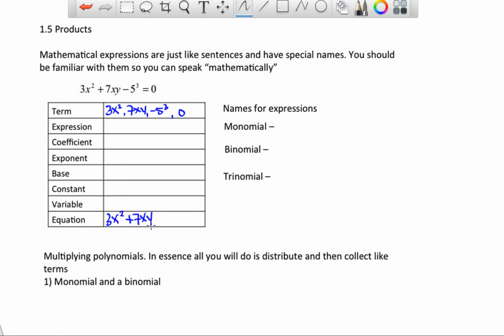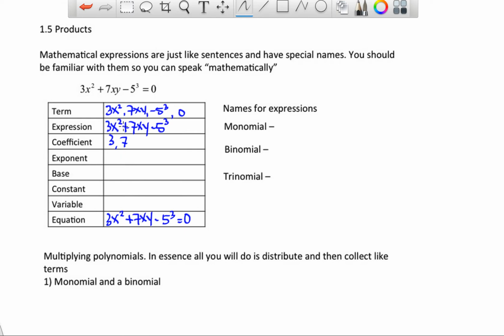So an equation is something that has an equal sign. If you don't have an equal sign, we just call it an expression. So on the left side, the expression is this. And on the right side of the equal sign, we have 0 as an expression. Coefficient refers to the numbers in front of variables. So 3 is a coefficient. 7 is a coefficient. Generally speaking, we wouldn't call this -5 a coefficient.